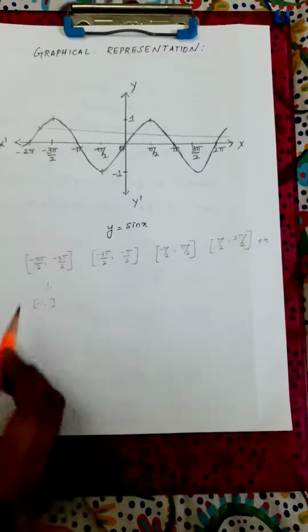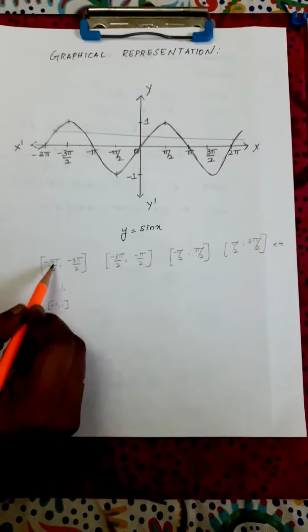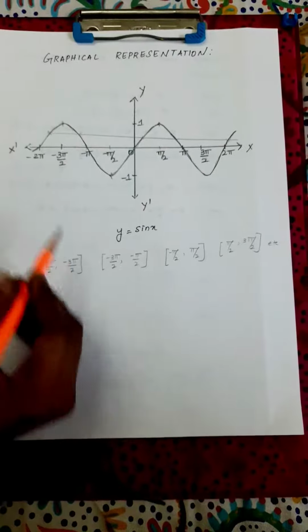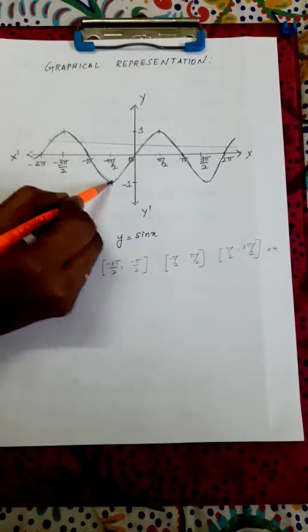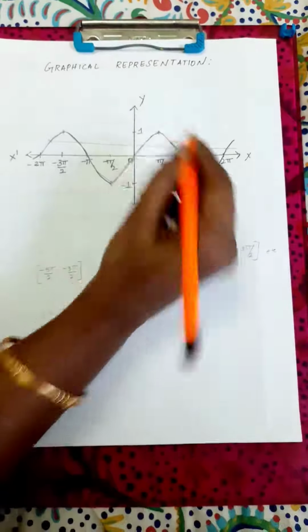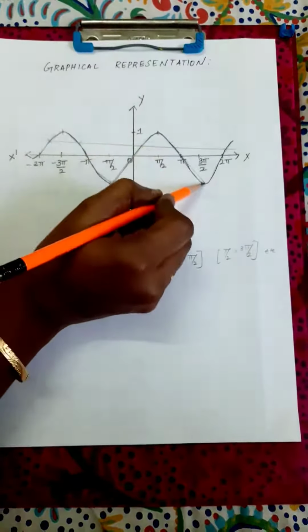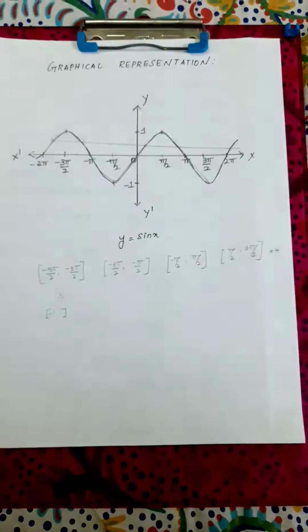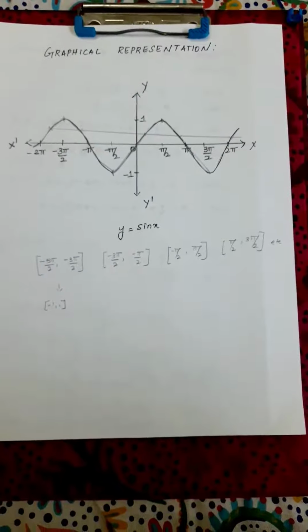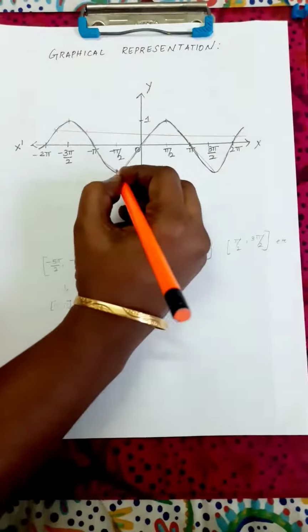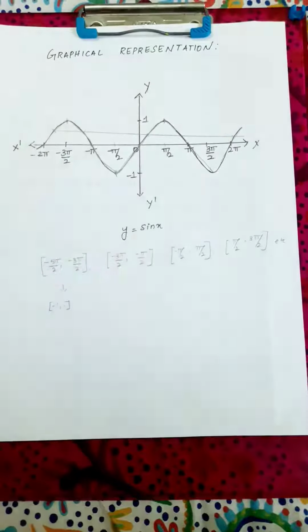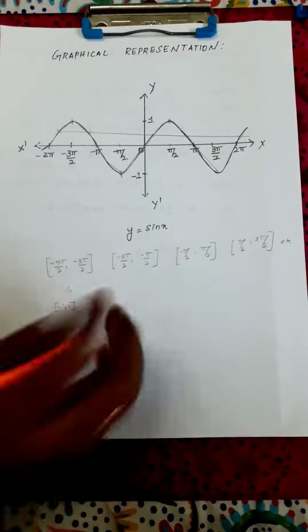Also if we restrict the domain, look here, minus 5 pi by 2 to minus 3 pi by 2, minus 3 pi by 2 to minus pi by 2, minus pi by 2 to pi by 2, pi by 2 to 3 pi by 2. So it goes on like this. So we need to restrict the domain to get 1 to 1 and onto. So now we will take the interval minus pi by 2 to pi by 2.